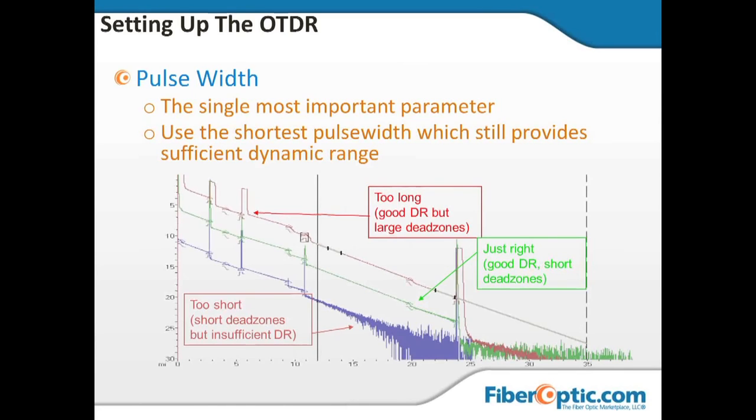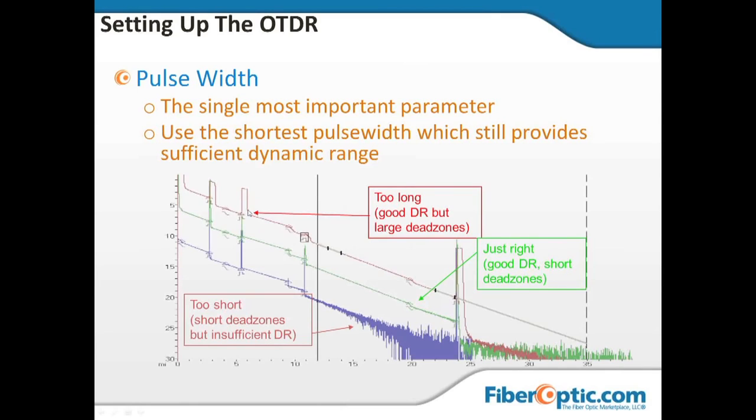So the correct answer is to find that middle ground. I generally aim for, in this region at the end of the line, somewhere right around .2 of noise from peak to peak. That allows me to get to the end of line with enough smoothness that I don't lose an event like this. But it gives me as small a pulse width as possible, so I'm not creating these huge dead zones.